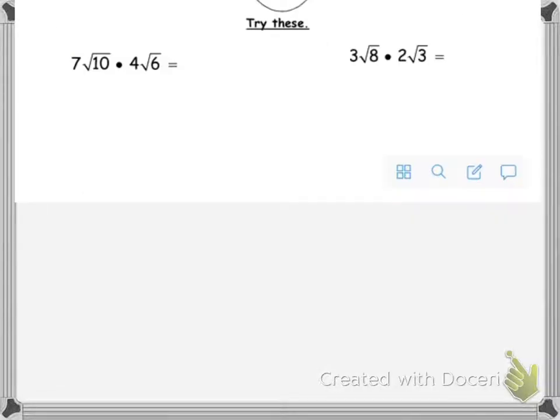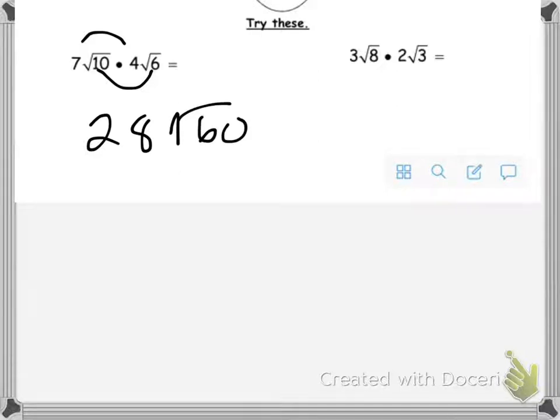Alright, try on these. We can do multiple ways. We can multiply the outside, multiply the inside. 7 times 4 is 28. 10 times 6 is 60. What goes into 60? Let's think about this. We know 10 and 6 go into it because that's what we just multiplied. Let's see what else we've got. 20 times 3. 30 times 2. What else do we have?